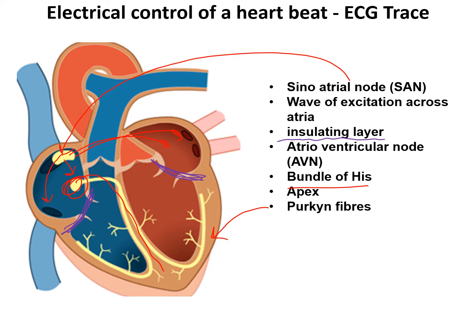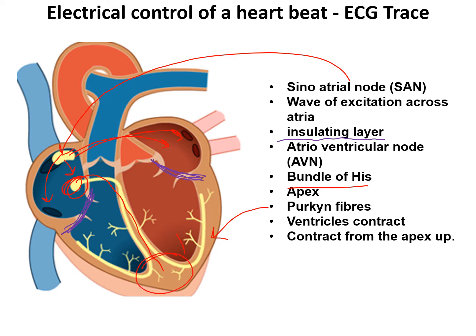So that actually causes ventricular systole. And ventricular systole, as you guys know, means that the ventricles will contract, and they're actually going to contract from the base up, or the apex, which is here, upwards. And that means that they're going to squeeze the blood up and out through the aorta and also pulmonary artery.